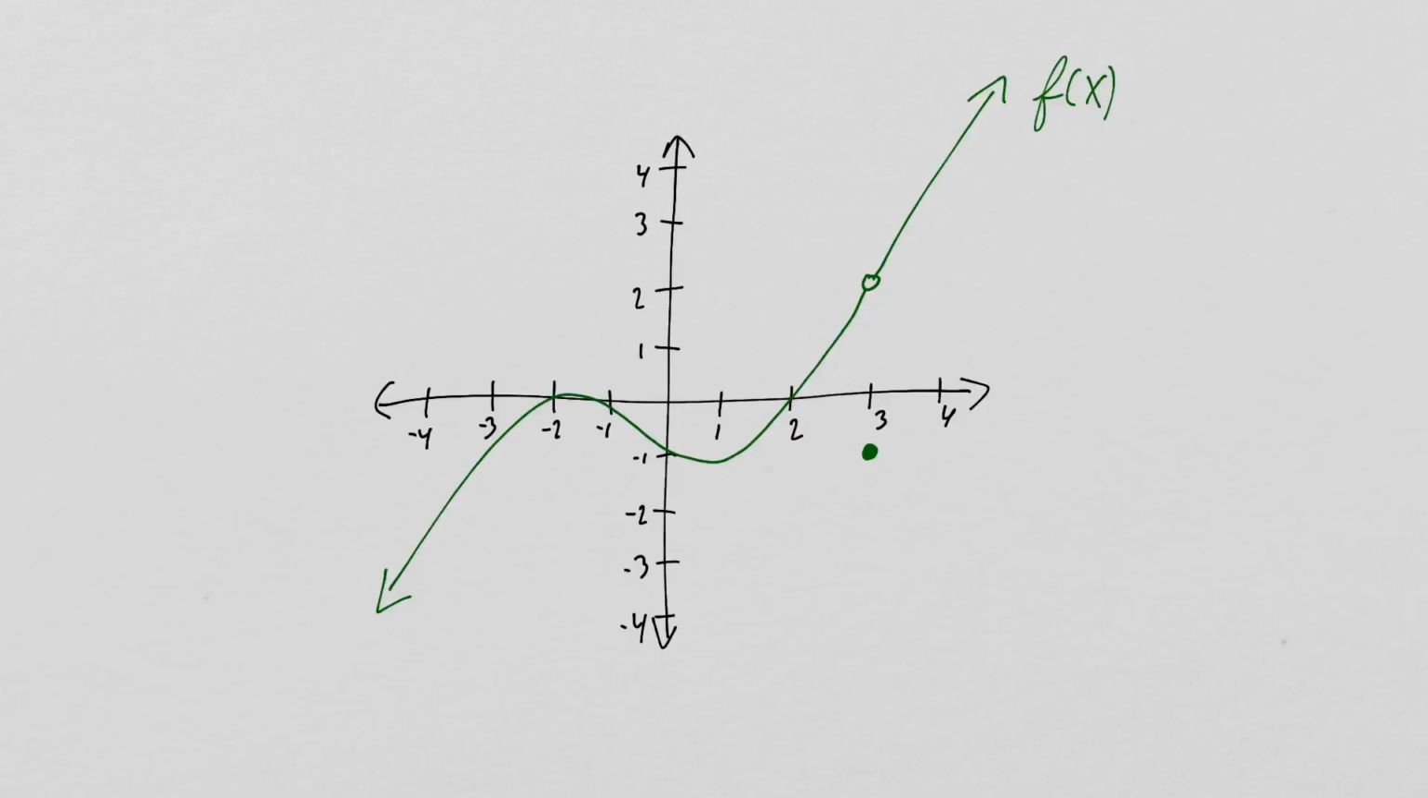So if we take a look at this graph here of f of x, we want to find the limit as x approaches 3 of f of x. And again, it's really important when we do the limit, we do not care what x is when x is 3. We can see right down here we have a point 3 comma negative 1. So if x is 3, then y is negative 1.